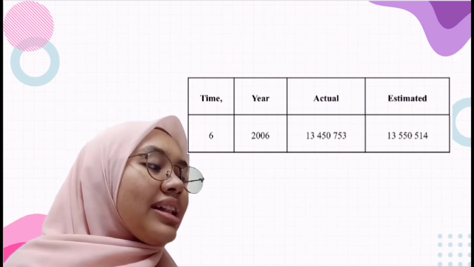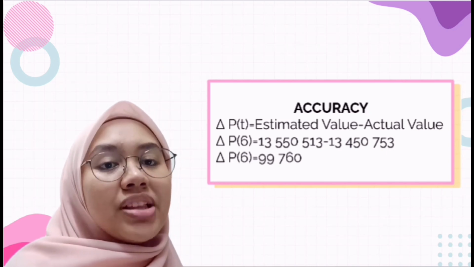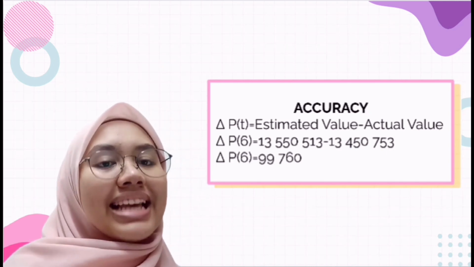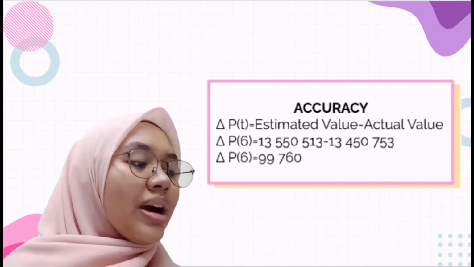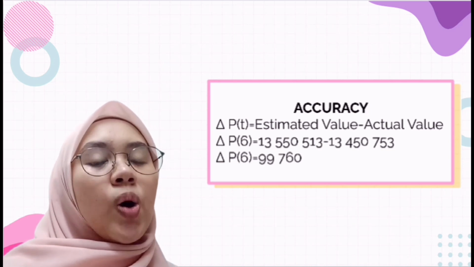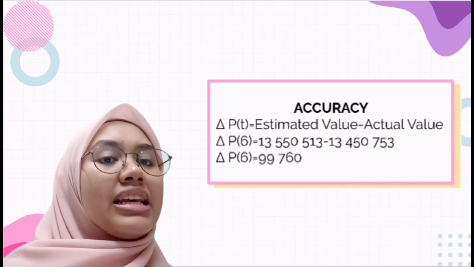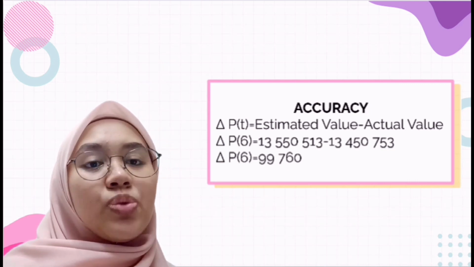So we can calculate the difference by subtracting the actual value from the estimated value. The value we obtain is 99,760. By this value, we can conclude that the obtained value is not accurate because there is a slight difference between both of the values from the calculation we made before.